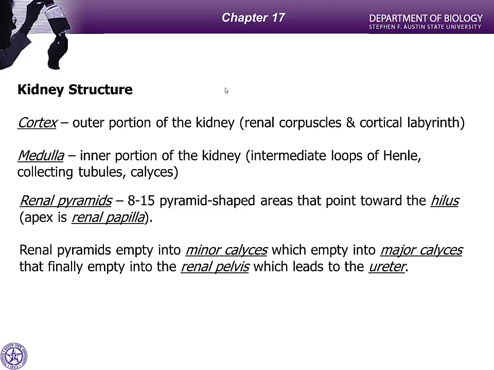Then these minor calyces are going to empty into major calyces, in which you may have between 3 and 5 major calyces. And again, think of these more like funnels. And then the major calyces are going to empty into the single renal pelvis, and we saw that in the previous illustration. And that is going to be the beginnings then of this urine leaving the kidney and moving into the ureter.